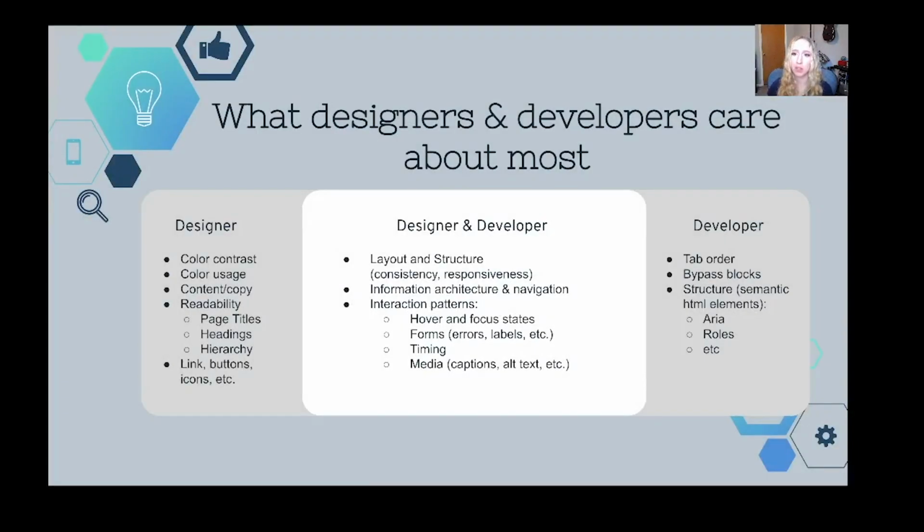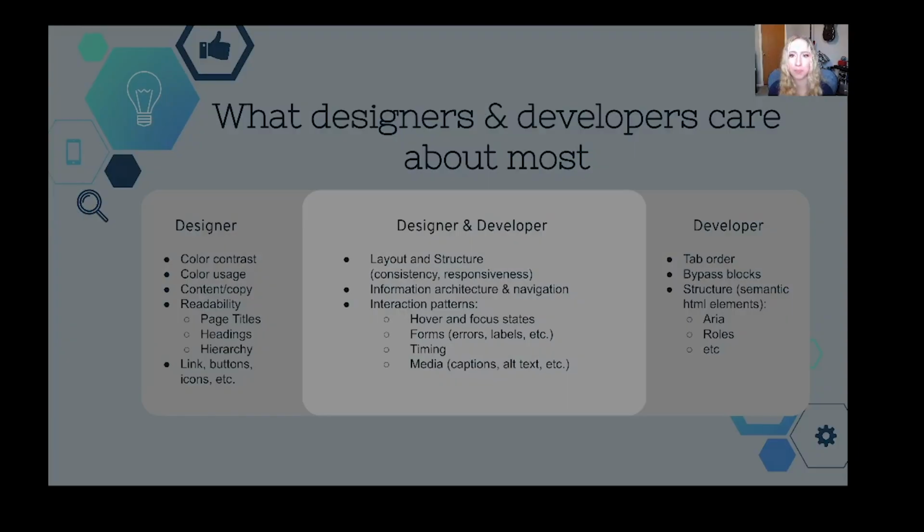There's a lot of overlap of accessibility considerations between designers and developers. For example, on the designer side, we have color contrast and usage, content, copy, readability, things like your headings and page titles, links, buttons, icons, etc. But in between the two, we have things like layout and structure, consistency and responsiveness, the interaction patterns to be considered. But the developer might be a little more specific into the tab order and bypass blocks, more into the semantics of the HTML, the ARIA, the roles, etc.